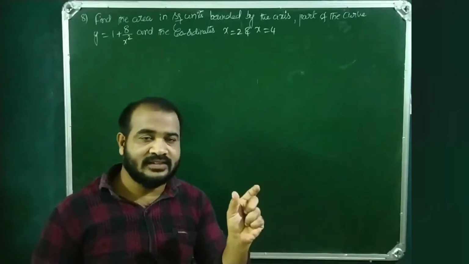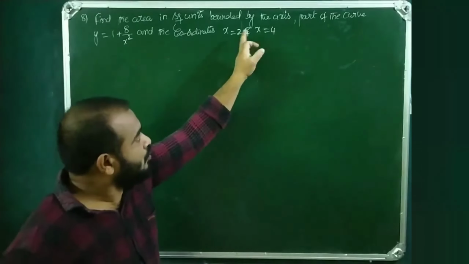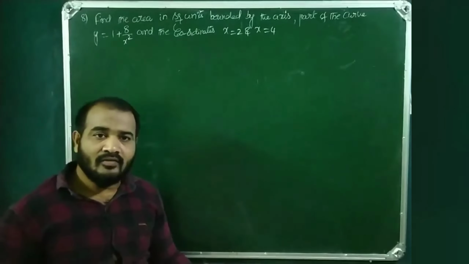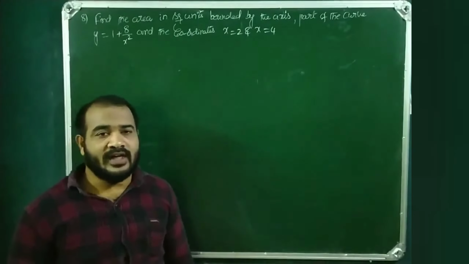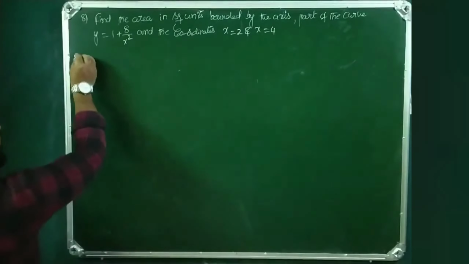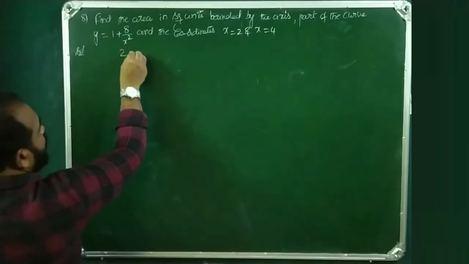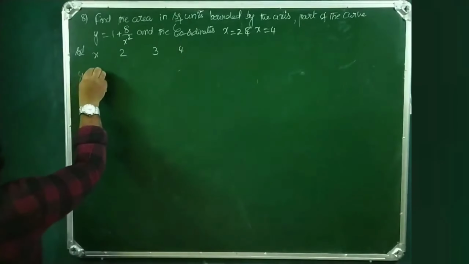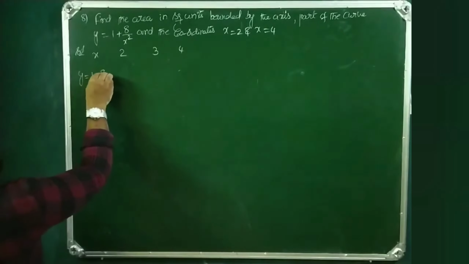So 1 unit on the x-axis will take 2, 3, 4. Based on 2, 3, 4, let us substitute these values in y, then we will get y also. Based on this table, we will plot the diagram to know the behavior of the curve. So x equals 2, 3, 4. This is x, and y equals 1 plus 8 by x square is the curve.